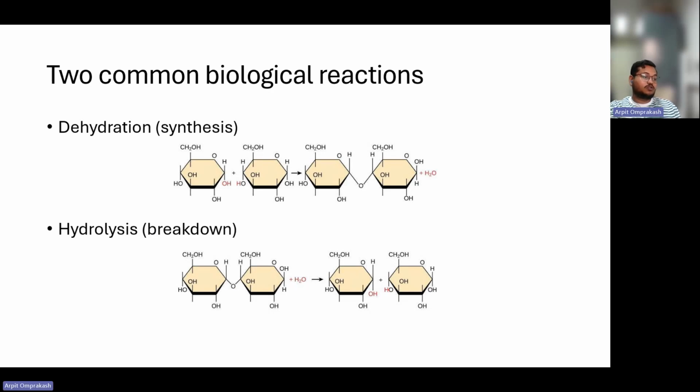So the X binds here to one of the carbons, and the H binds here to one of the carbons, and the OH binds to the other. Right.